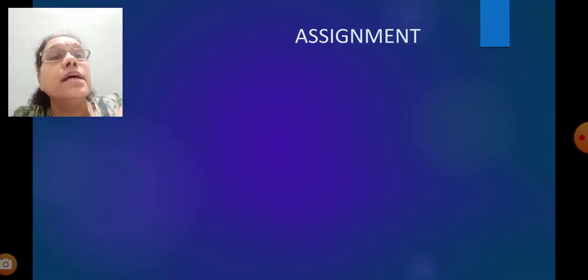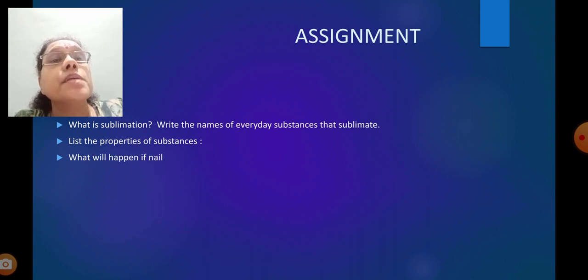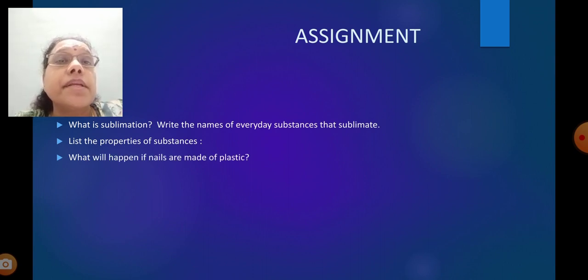Now at the end, assignment questions. What is sublimation? Write the names of everyday substances that sublimate. List the properties of substances. Sublimation, that is the statement, definition and the substances: the first slide is given. Camphor, naphthalene balls, iodine are examples, and the process of changing from solid directly to vapor. That sentence you have to write from the first slide. List the properties of substances, directly given in the slide.